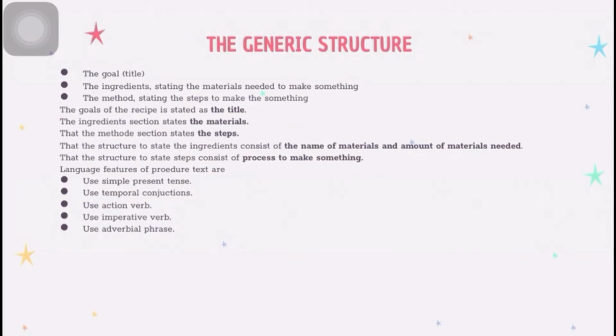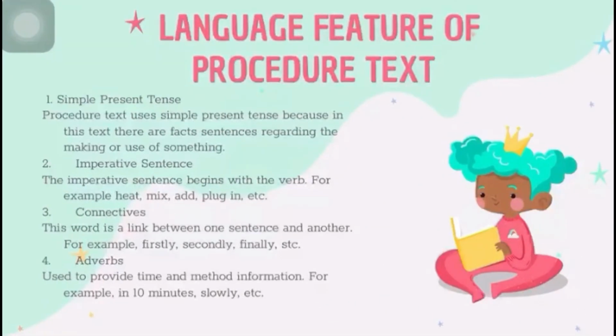Language features of procedure text are: number 1, use simple present tense. Number 2, use temporal conjunction. Number 3, use action verb. Number 4, use imperative verb. And the last, use adverbial phrase. Language features of procedure text. Number 1, simple present tense.